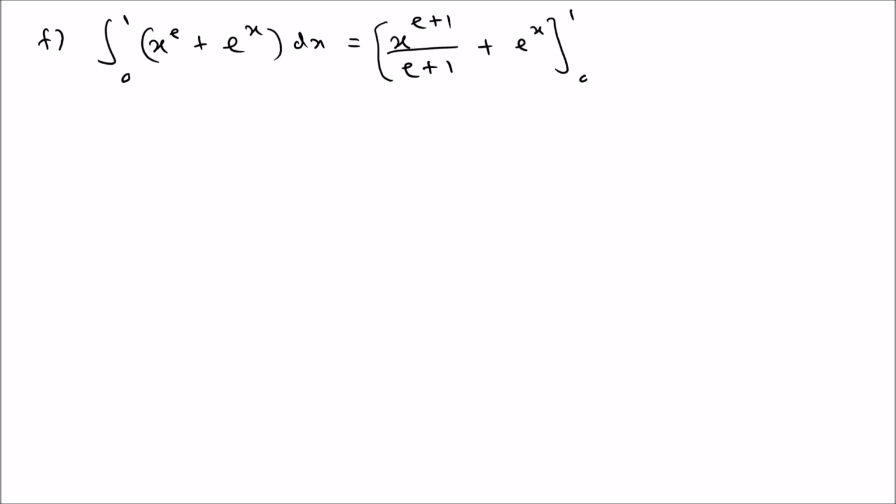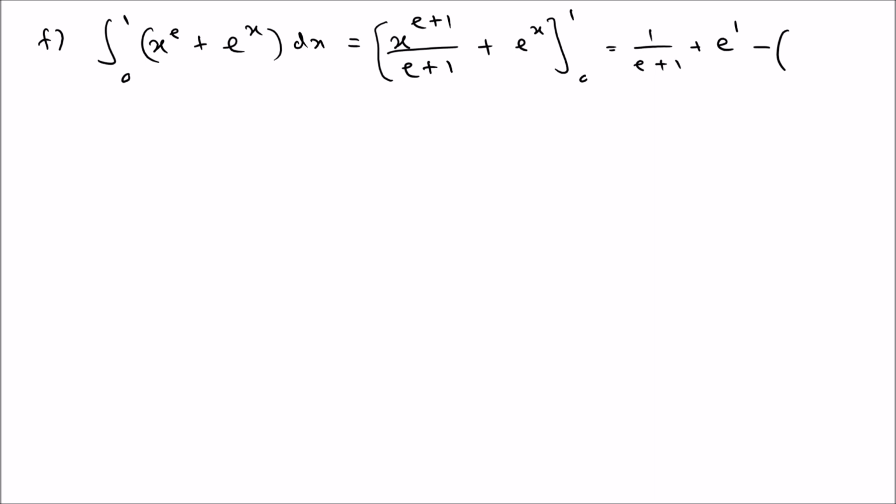So let's plug in 1 first. If you plug in 1 first, 1 to any power is 1. That's e plus 1 plus e to the 1. That's what you get when you plug in 1, minus what you get when you plug in 0. When you plug in 0, x squared is 0. 0 to any power is 0, so it's gone.